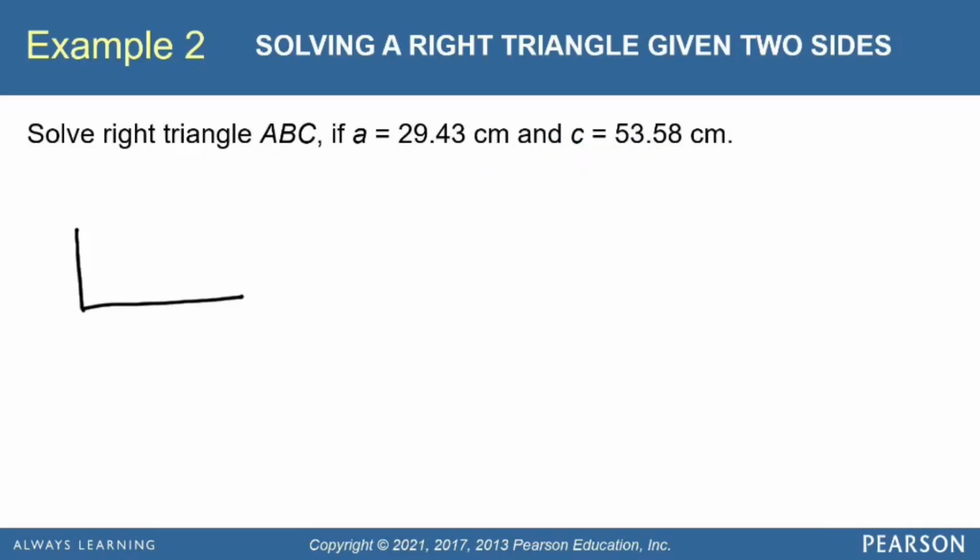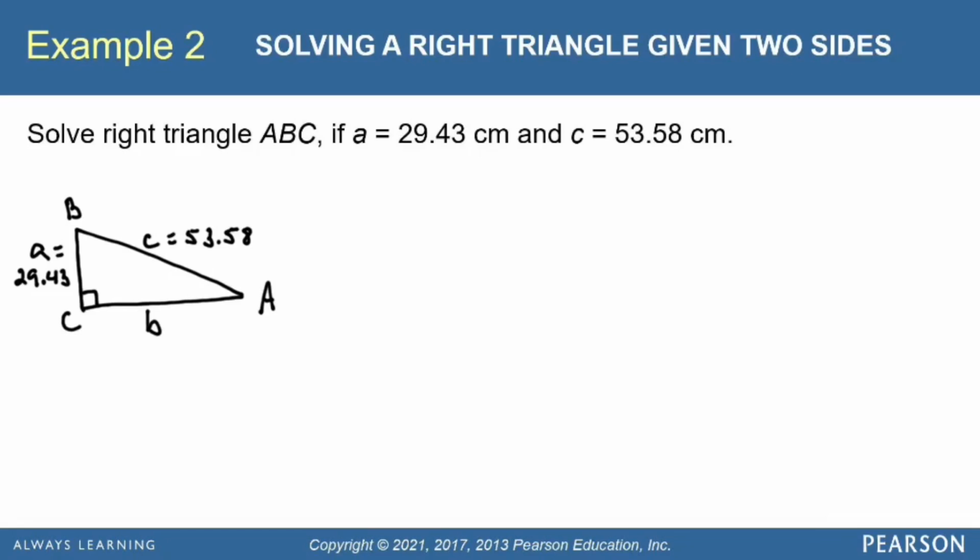So again, let's draw ourselves a right triangle. Doesn't have to be fancy. Now I've got one side here that's obviously shorter than the other two, so I'll call this one side A, and that means that this side is B and this hypotenuse is C. And if this is side A, then this is angle A, and this would have to be angle B, and this is angle C. All right, now, side A is 29.43 centimeters. Side C is 53.58 centimeters.